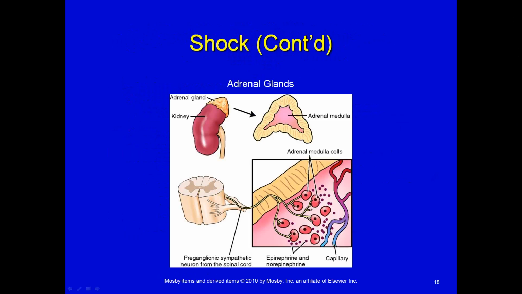And a little history lesson here. Epinephrine is a Greek word. Epi, if you look at your medical terminology, epi means on top of. Nephr refers to the kidney. So epinephrine is a hormone that is secreted on top of the kidney. And that's where the adrenal gland is. Some call it adrenaline, and the Greeks called it epinephrine.